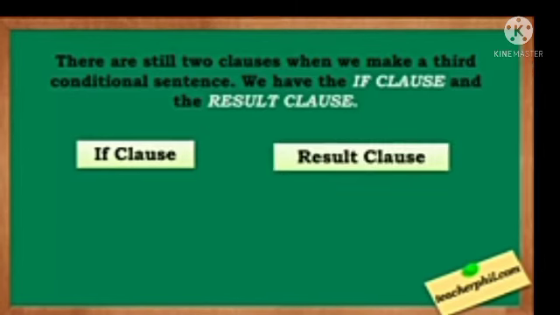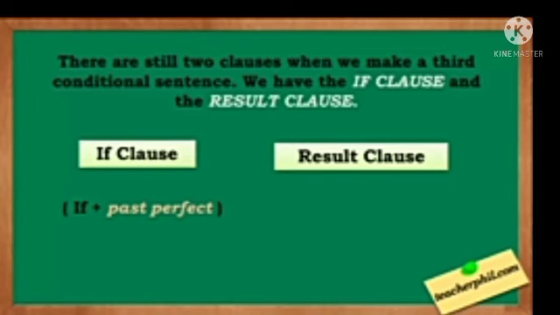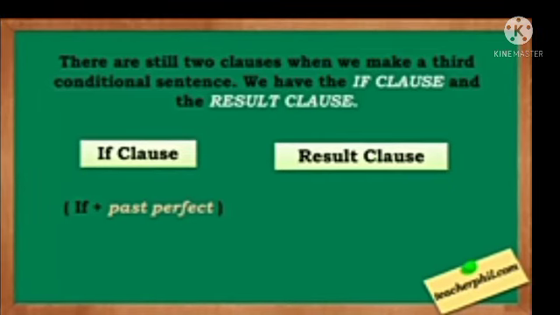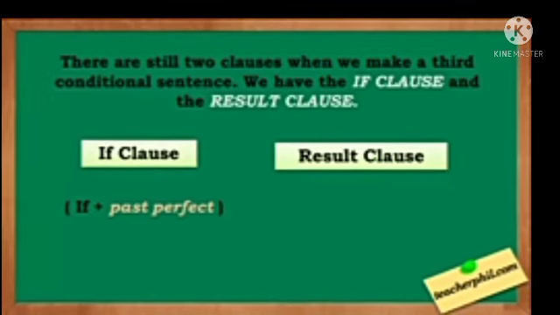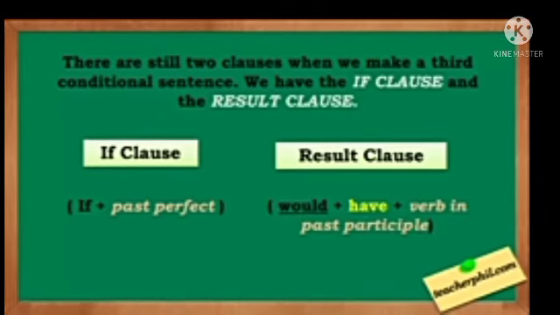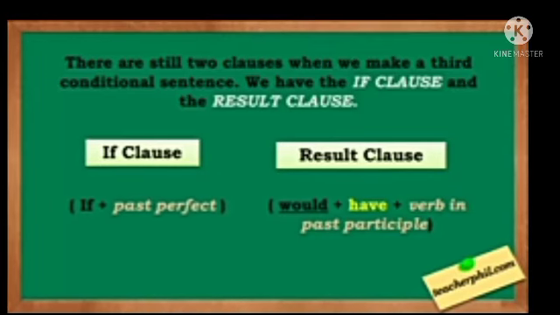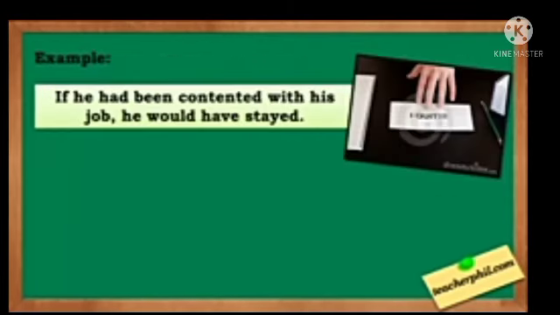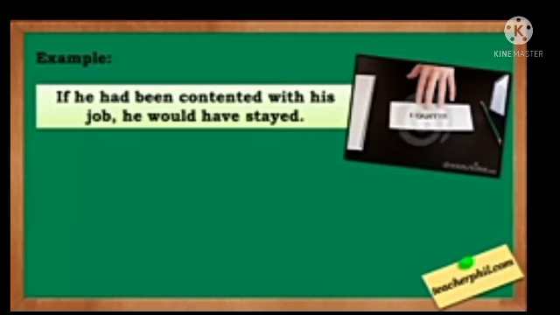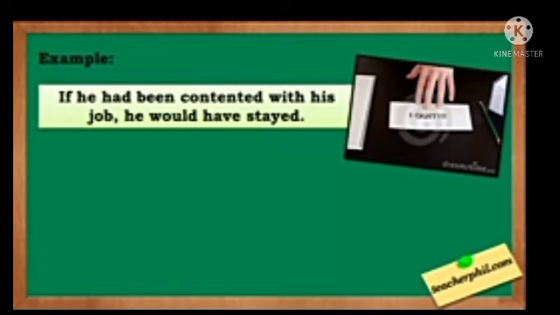So again there are two clauses when we make a third conditional sentence. We have the if clause and the result clause. See, if clause: if plus past perfect; result clause: would plus have plus verb in past participle. Now see the next one. Example: if he had been contented with his job, he would have stayed.